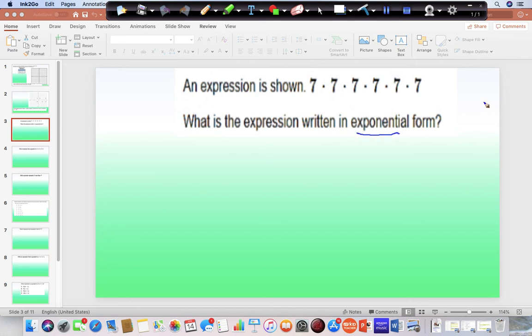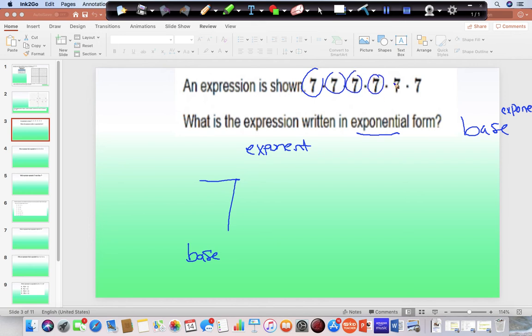Remember, exponential form means that we will have a base and the exponent will be really small, at the right of our base, at the right and above our base. So our base is going to be the number that is written over and over and over again. So our big number is 7, that is our base. And our exponent is going to be 1, 2, 3, 4, 5, 6. It's how many times that number is written. So 7 to the 6th power, that is our answer. That is our expression written in exponential form.